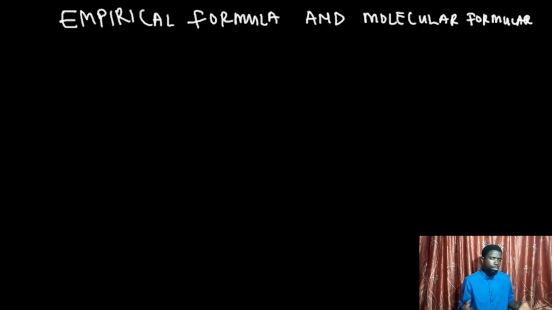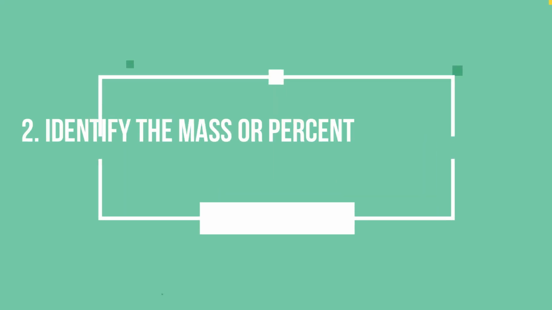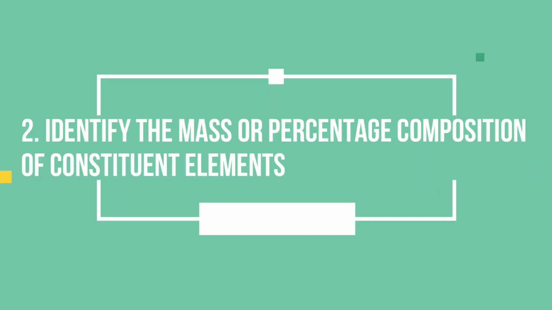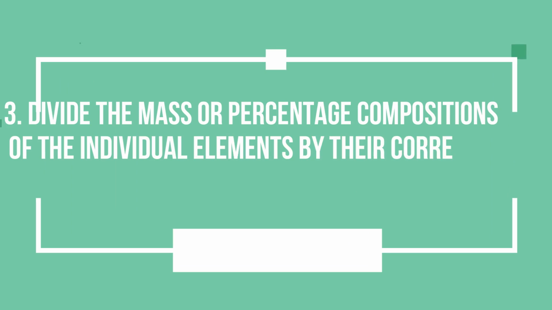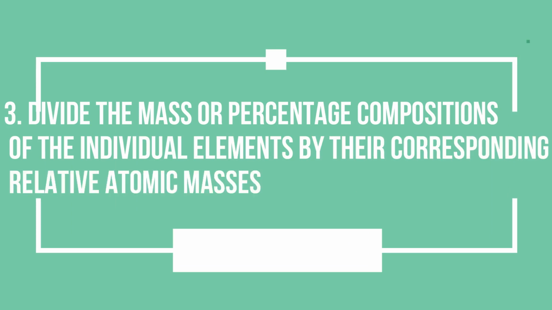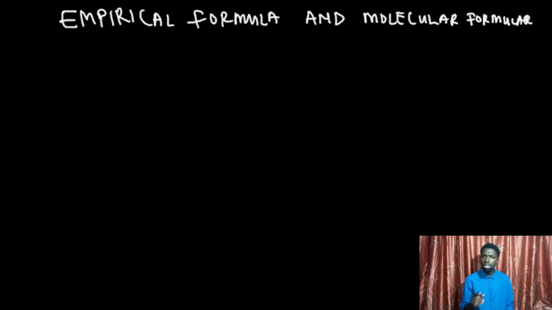That's the first rule. Then we go to rule 2. Rule 2 simply states that we should identify the mass or percentage composition of the constituent elements in the compound. So we go to the third rule, which is divide the mass or percentage compositions of the individual elements by corresponding relative atomic masses. Please don't mix this up. When I say divide, you are dividing by the relative atomic masses. So if you have a percentage composition of carbon as 20%, you divide it by 12 because the atomic mass of carbon is 12. And that's that for the third rule.